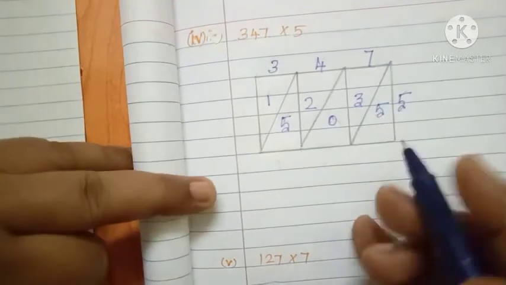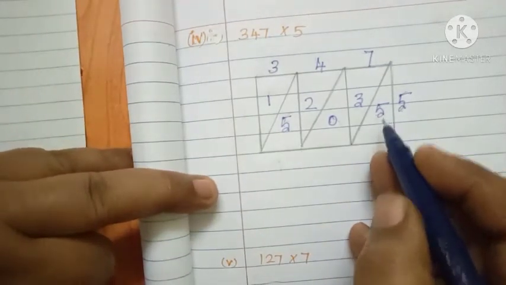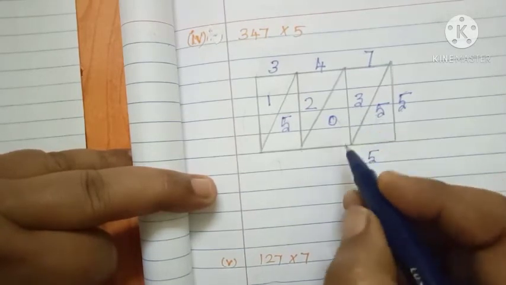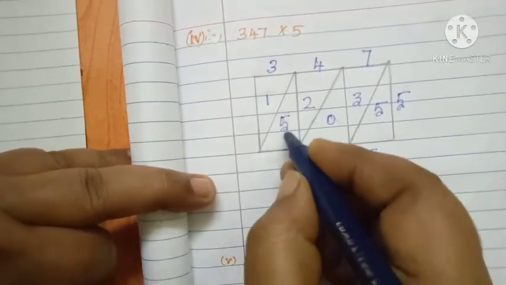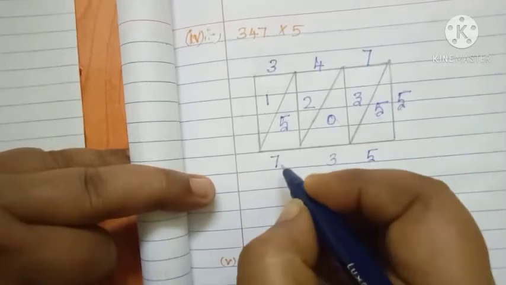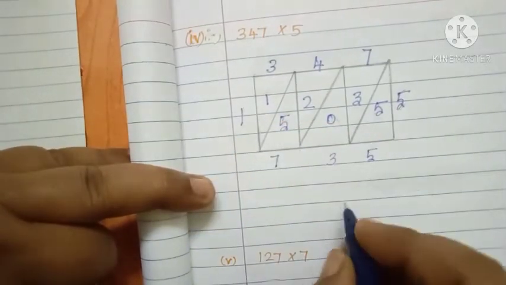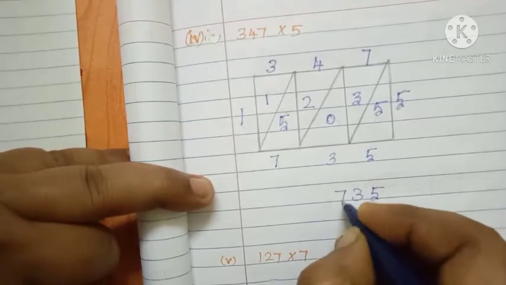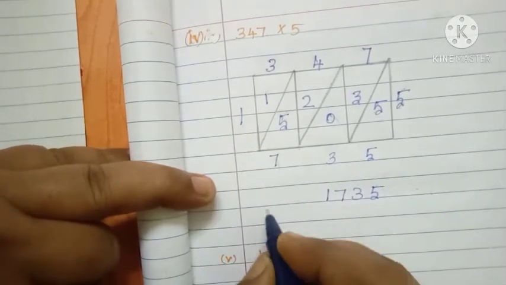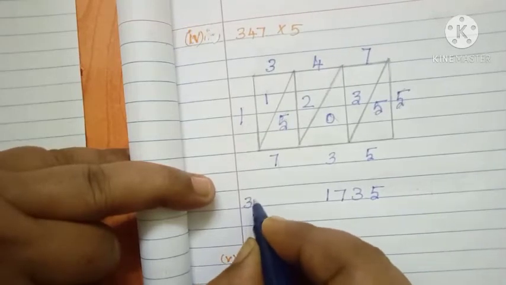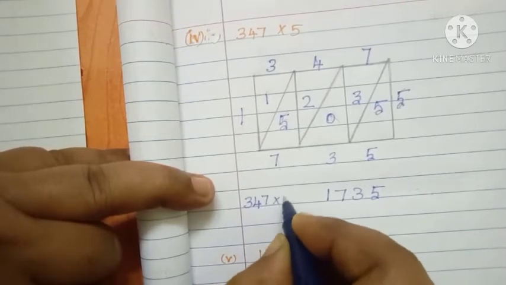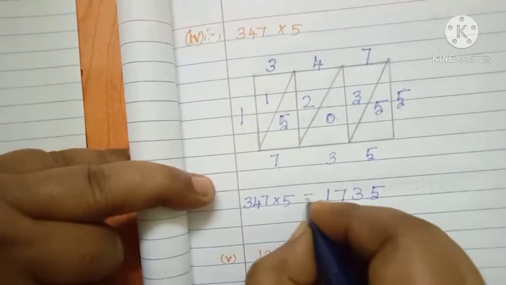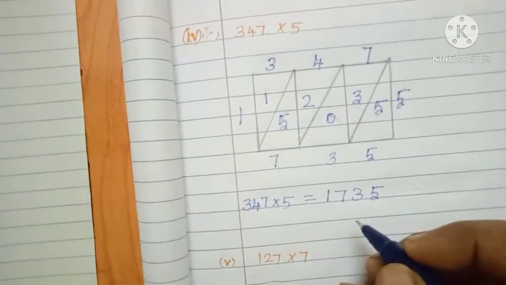Finally find out the answer now. 5, then 0 plus 3 is 3, 2 plus 5 is 7, 1. So write the answer 5, 3, 7, 1. Multiply: 347 multiplied by 5 equal to 1735.